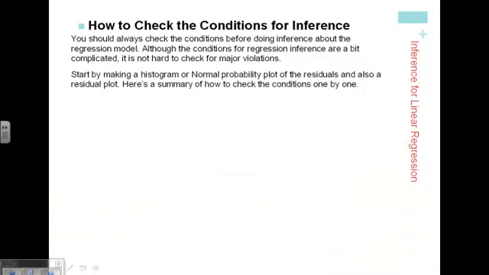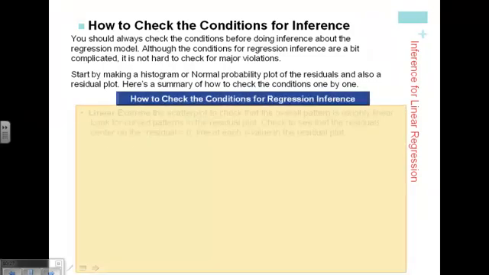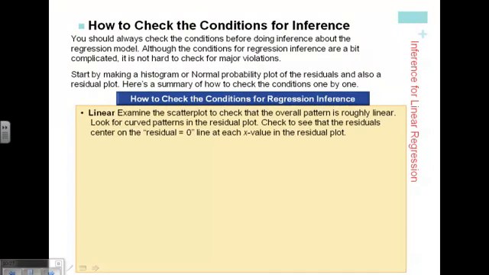Okay, so let's go through checking each of these conditions. So if we're going to check the linear condition, how are we going to do that? Well, run the scatter plot on your calculator, or look at the scatter plot that's given to you. Look for a linear pattern. Okay. Also, given that data on the scatter plot, run the regression so that you get a residual list, and look at the residual plot.